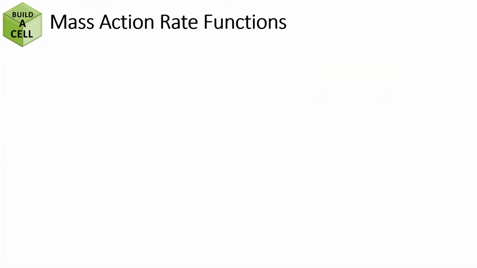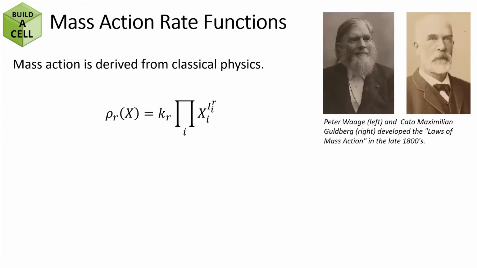So with those caveats about what you can't model aside, let's move into how you choose the rate function for your chemical reaction network. The first thing you should always use in a chemical reaction network is the mass action rate function. This is because it's based in physics and has a very long history.